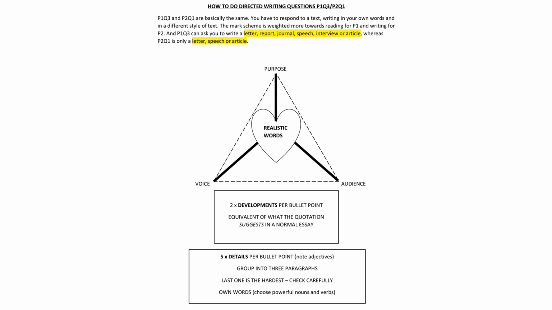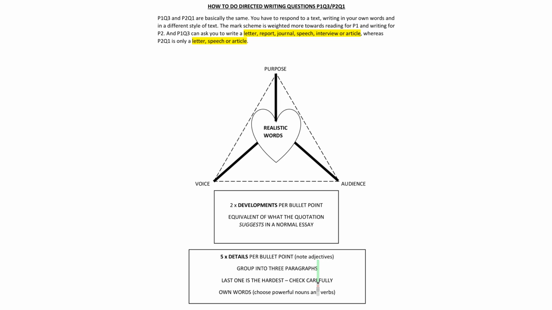The most important part of the directed writing questions, which is paper 1, question 3, and paper 2, question 1, is to make sure that you get an even spread of information and details from across the whole extract. Think of trying to build a house for your answer, and the foundation of it is getting enough points per bullet point. Try to find at least 5 details that are relevant.